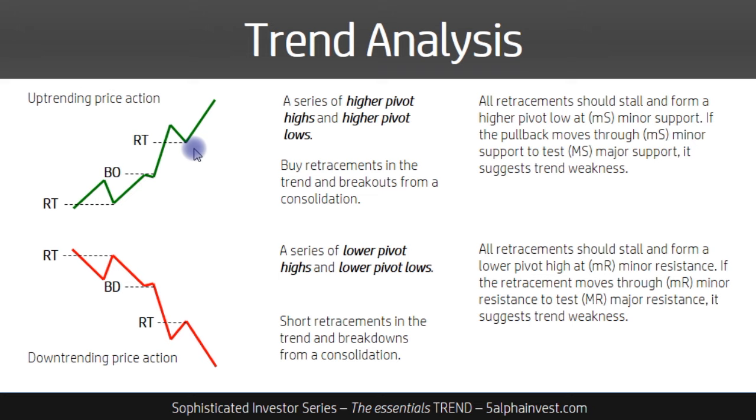So ideally, the way that we would approach this particular stock is that we would be looking to buy retracements within the trend and breakouts from consolidations. So if we go over here, all retracements should stall and form a higher pivot low at a minor support area. If the pullback moves from minor support to test major support, it would suggest trend weakness.